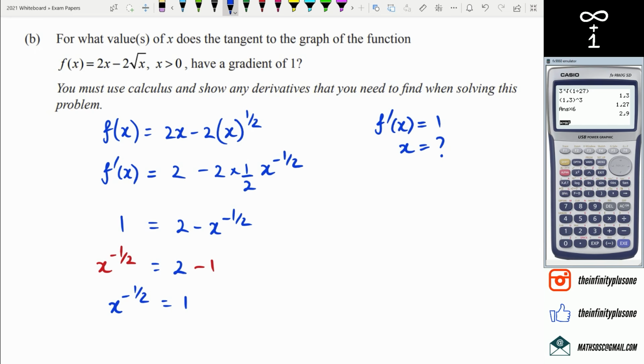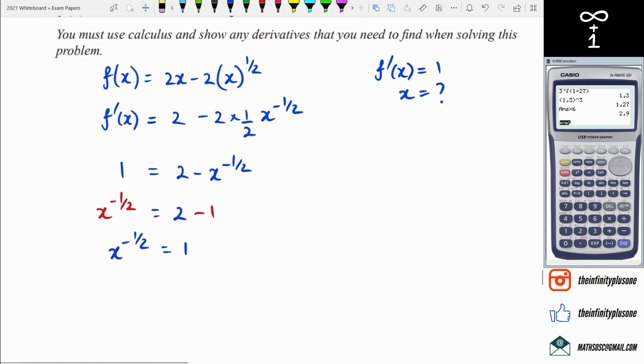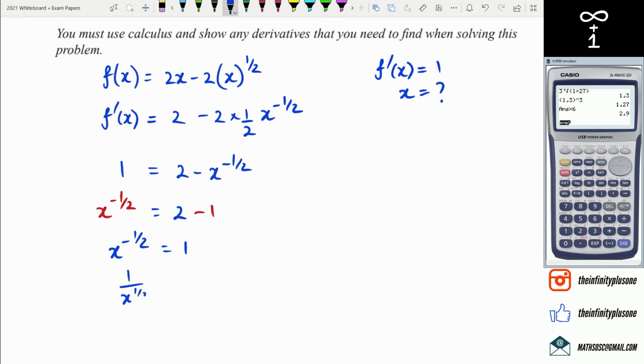Yeah, well, then x is just equal to 1, isn't it? Because we're going to get x is equal to 1 to the power of... well, I'll show you guys the long method of doing this. The long way is 1 over x to the power of half is equal to 1, and then 1 over root x is equal to 1. Therefore, root x is equal to 1, and then x is equal to 1.